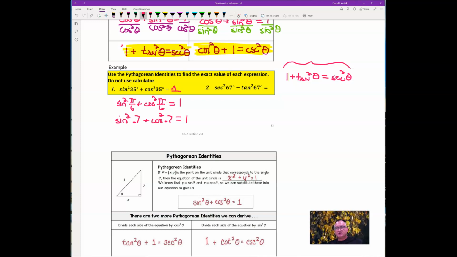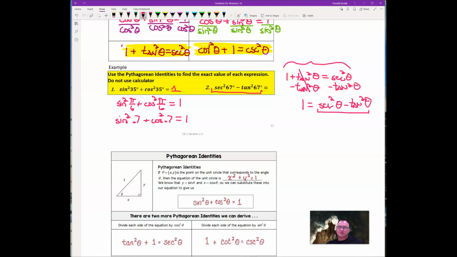All right, so if you took this original identity and moved the tangent over to the side with the secant by subtracting it, these cancel and I get 1 is equal to the secant squared minus the tangent squared. And now that looks exactly like my expression. So if this is equal to 1, then that's equal to 1.